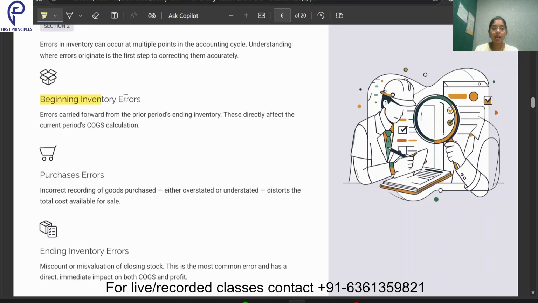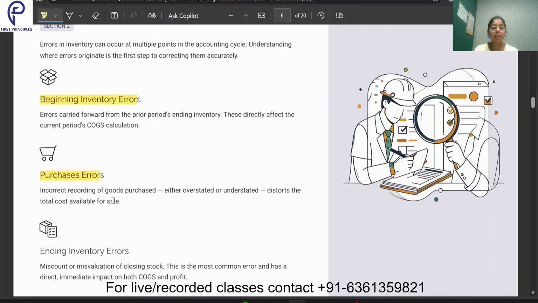Beginning inventory errors are carried forward from prior periods' ending inventory. These directly affect the current period's COGS calculation. Suppose there is any error in the previous year's ending inventory. The previous year's ending inventory will become the current year's beginning inventory, and because of that my cost of goods calculation will be incorrect and my profit will be impacted. Then there could be purchase errors.